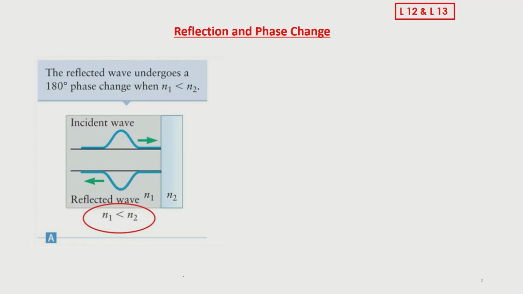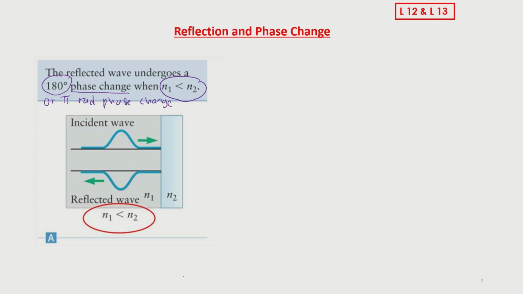The reflected wave undergoes a 180-degree phase change when the refractive index of medium 1 is lower than the refractive index of medium 2. So it undergoes a 180-degree phase change, or pi radian phase change.